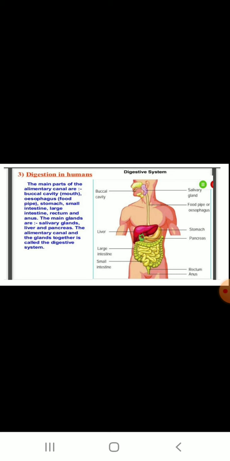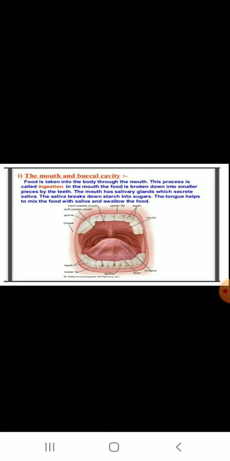After that, the digested food goes to the small intestine and large intestine, where it is absorbed, and the assimilation process also takes place. And at the end, the waste product is stored in the rectum and thrown out of the body through the anus. So this is how the digestive system works in human beings.